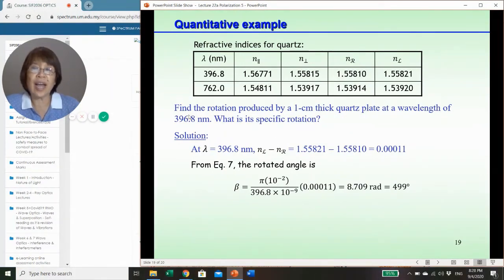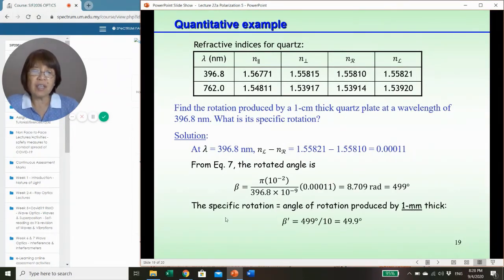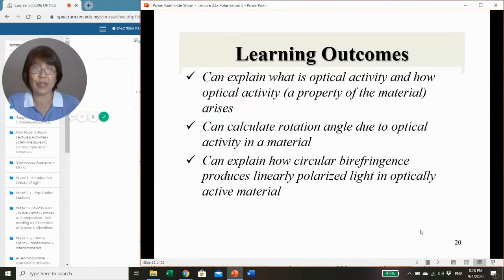All right, so we got the answer for the first part. For the second part, it asks for the specific rotation. Remember that the definition of specific rotation for a solid is the angle rotated in 1 mm thickness of the material. So the specific rotation would be this value divided by the thickness of this quartz. So 1 cm equals 10 mm. Divide by 10, you get 49.9 degrees. So that's your answer. Very simple.